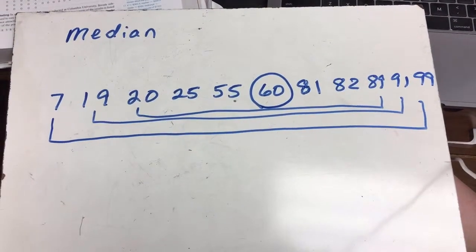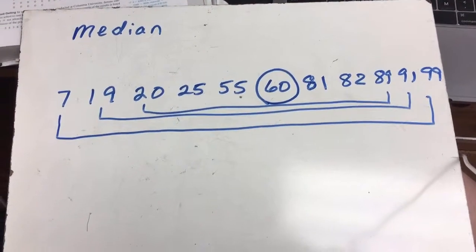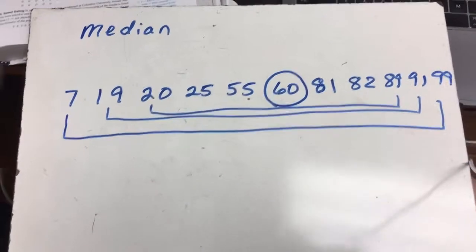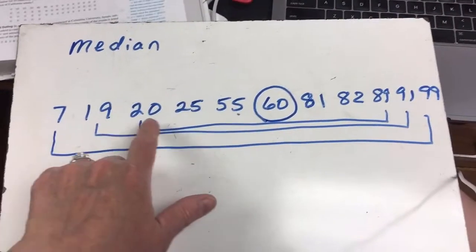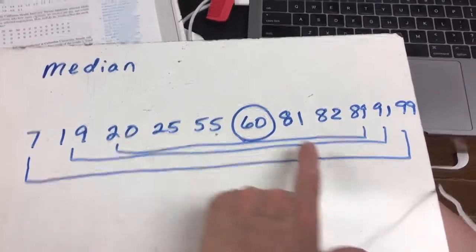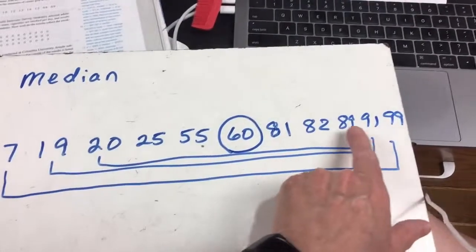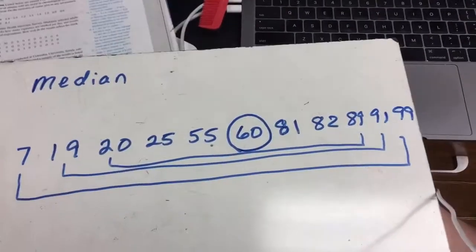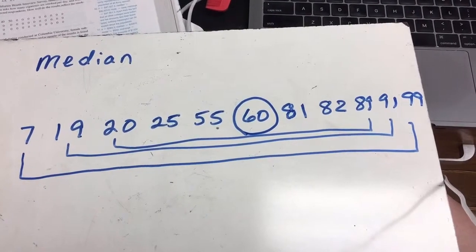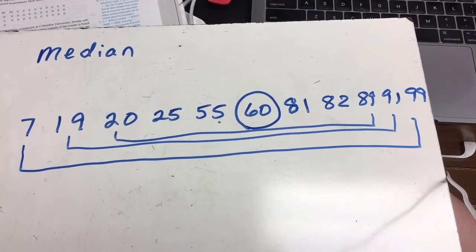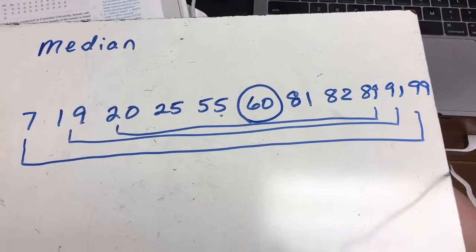Now notice I have to have these in order before this will work. And notice that I've counted in 1, 2, 3, 4, 5, and I have counted from the other side 1, 2, 3, 4, 5, and those 5 on each side. Then we have the middle is the median, 60.